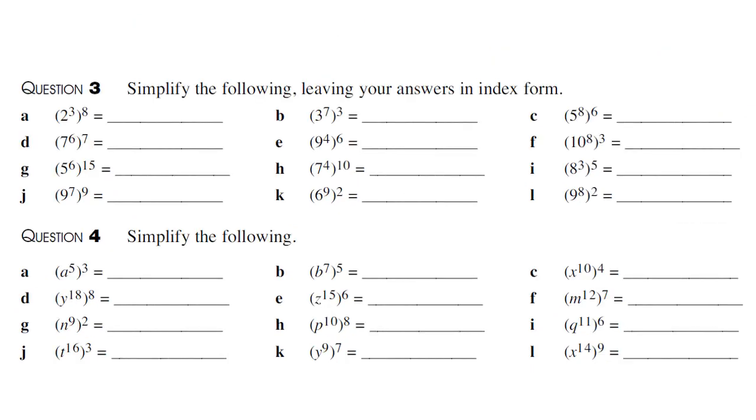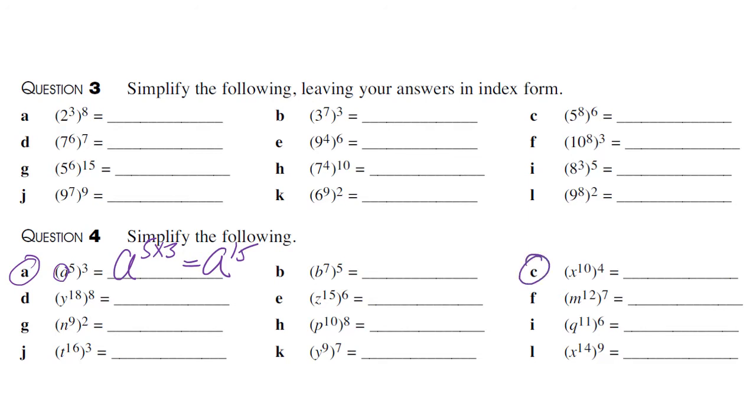Question 3 is very similar to what we have done before, so I'm not going to go through it. Let's look at question 4. Let's look at 4a. I've got a to the power of 5, then to the power of 3. What does that equal to? Does it matter if the base is a letter, not a number? No, it doesn't. Right? We can still use a. We can still do a to the power of 5 times 3, which is just a to the power of 15.